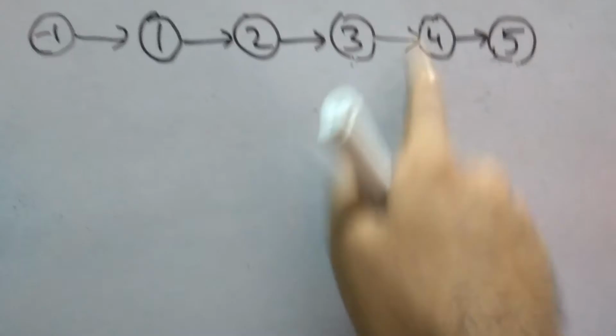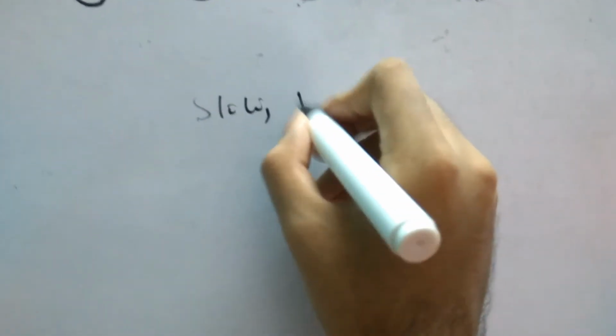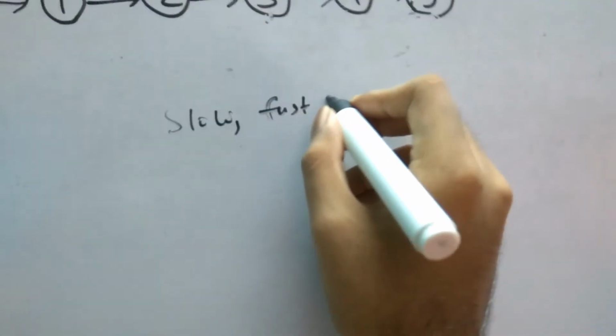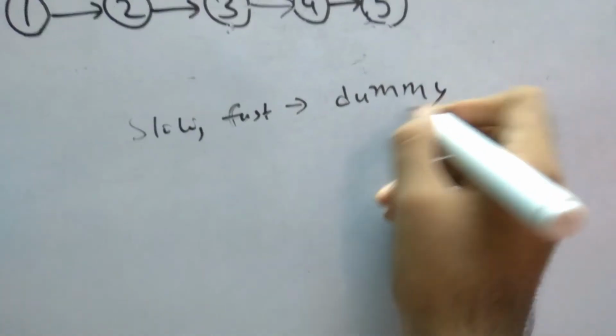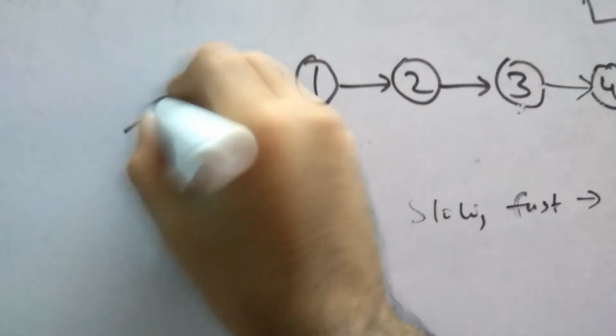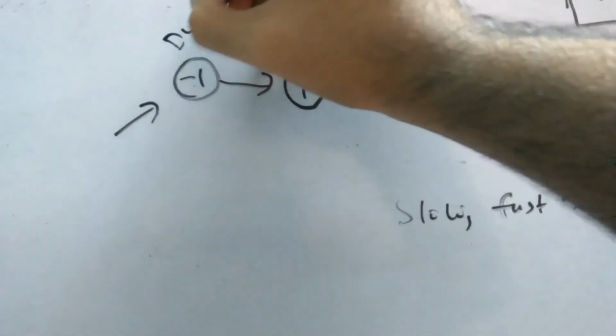So now what we will do is take two pointers. One pointer is slow, one pointer is fast. Both pointers will be pointing to this dummy node. Let's just call it dummy.